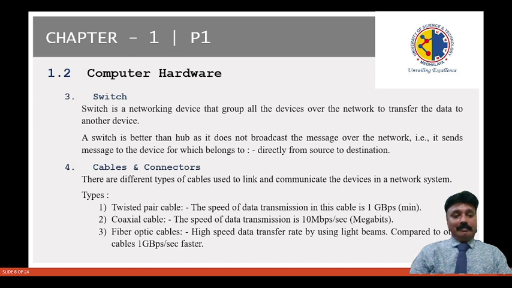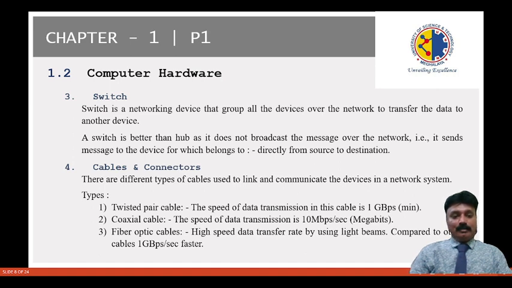Fourth, cables and connectors. There are different types of cables which can be used to connect the devices in a network system. The types are twisted pair cable, coaxial cable, and fiber optic cables. Specifically, we will study each and every cable in depth in our further slides.